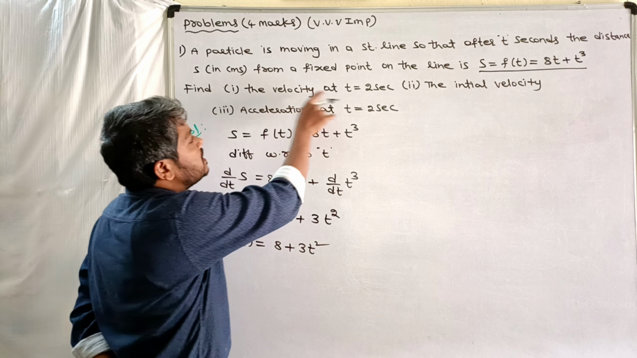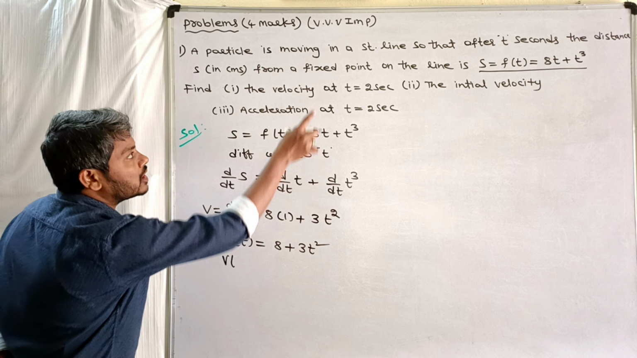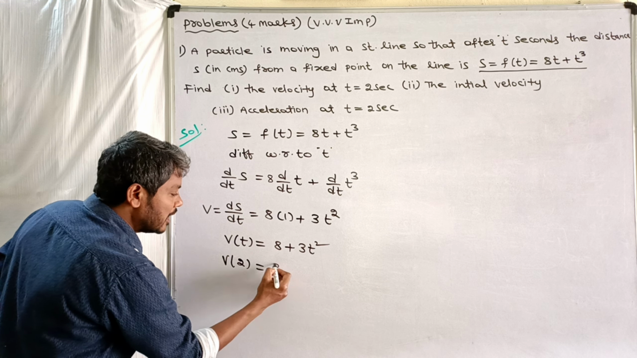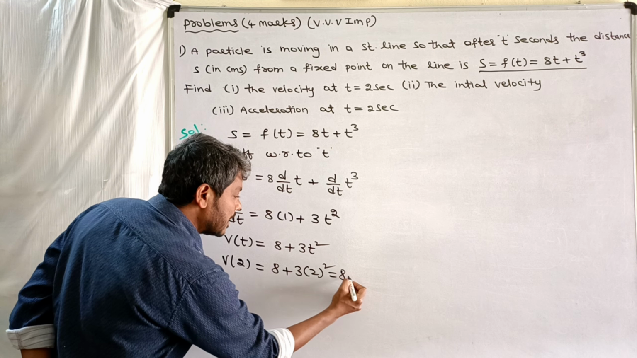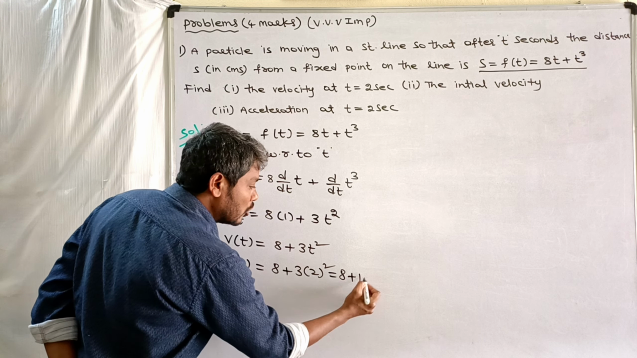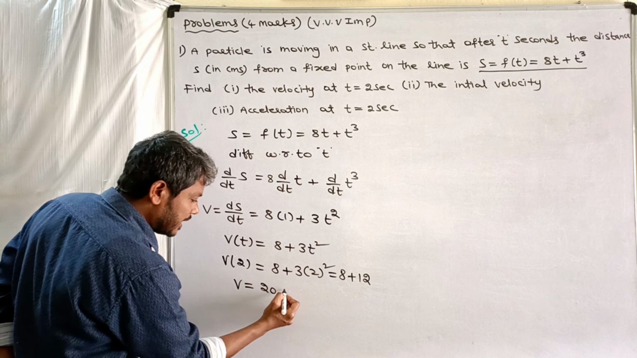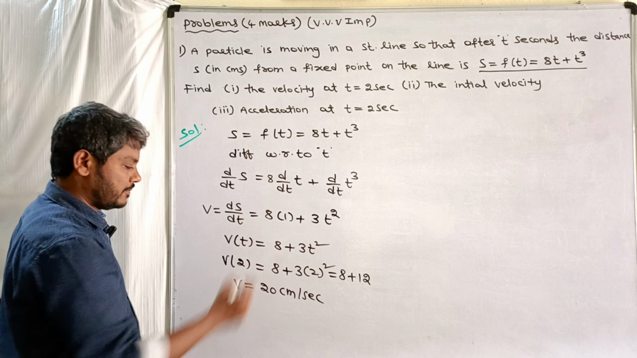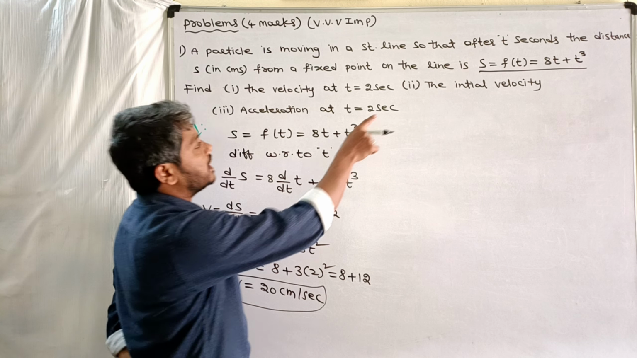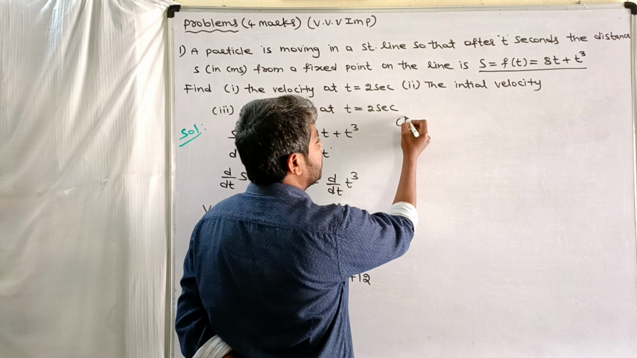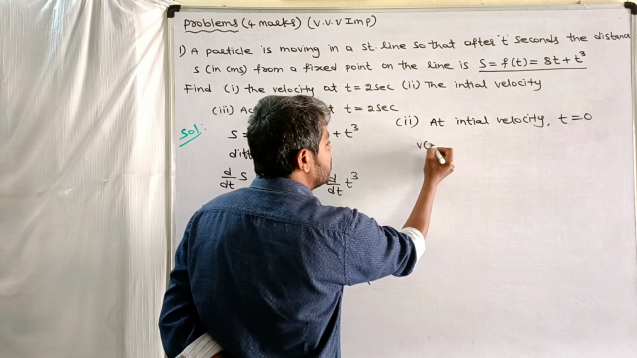But you have to find velocity at t equal to 2 seconds. That is v of 2 equals 8 plus 3 into 2 square, which is equal to 8 plus 3 into 4, that is 12. Therefore the velocity is 20 units, or we can write 20 centimeter per second. So this is the velocity at t equals 2 seconds. Next one is initial velocity. We know that at initial velocity the time is 0. That is v of 0.